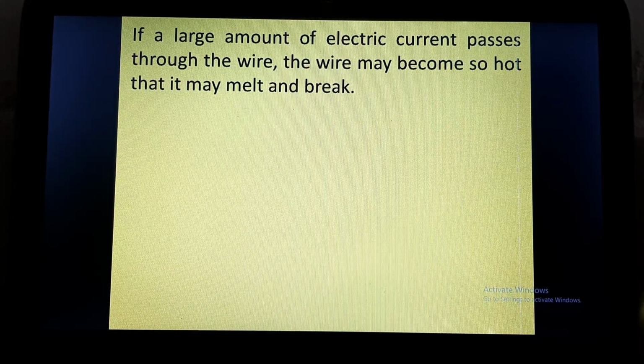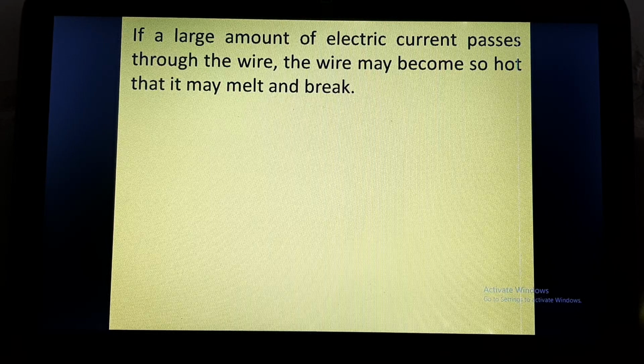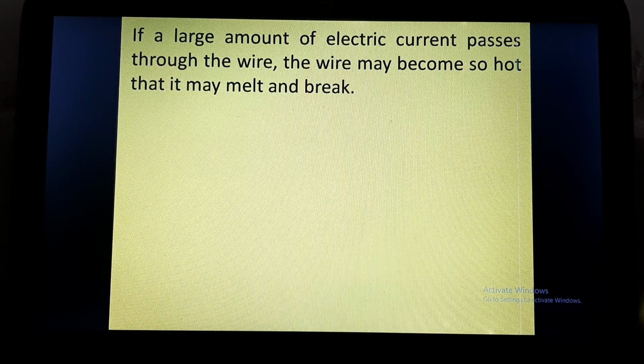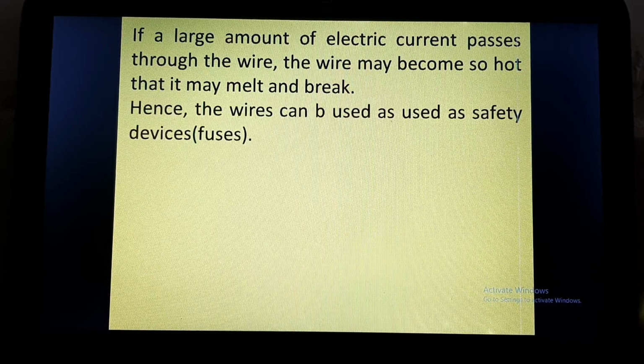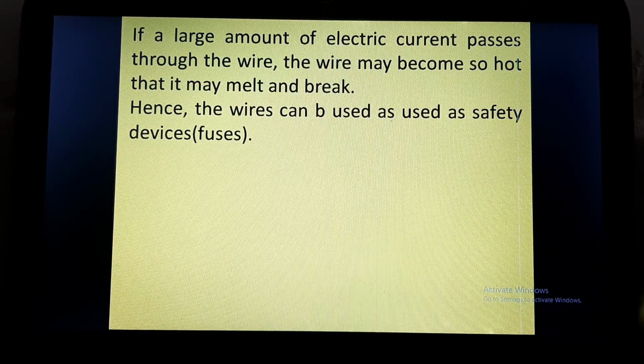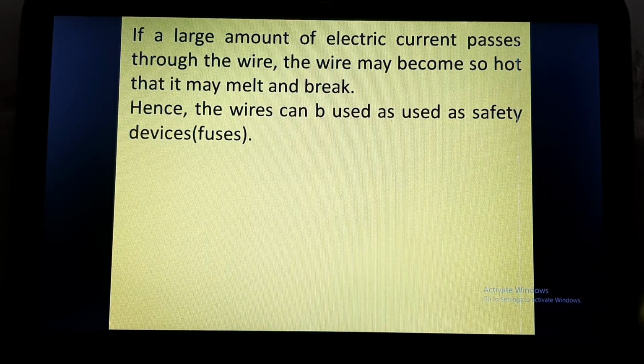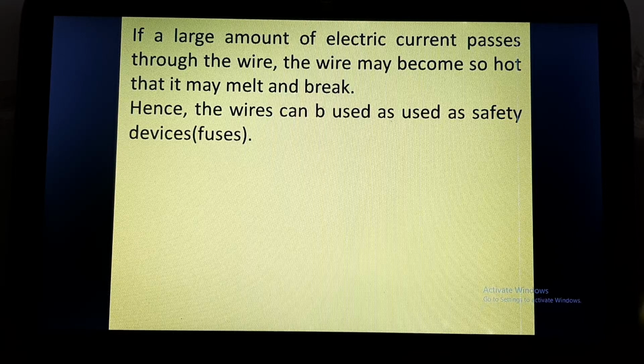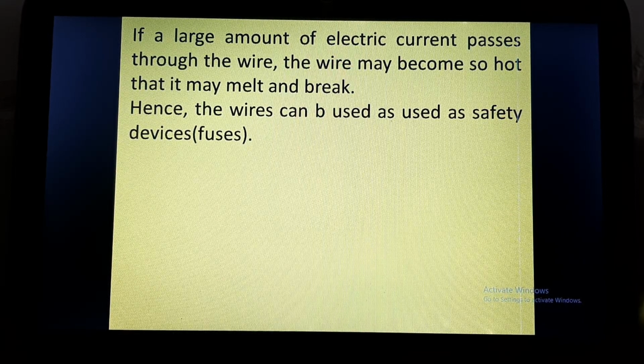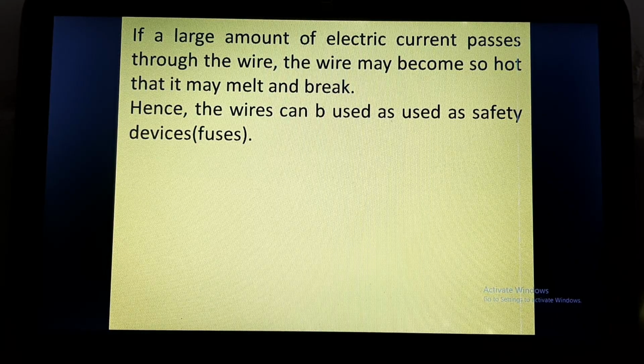The wires will become extremely hot or a fire may also be started. So what can happen if a large amount of electric current passes through such wires? They will become hot, they can melt or they can break. So therefore this thing can also be used as a benefit to us in some safety devices which we call fuses.